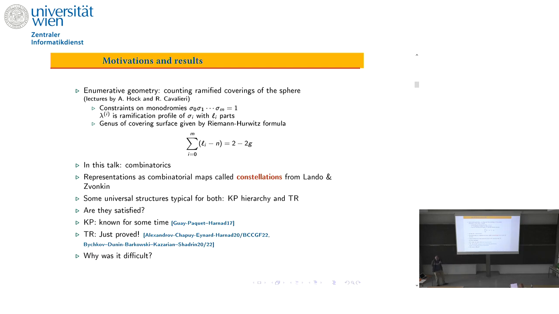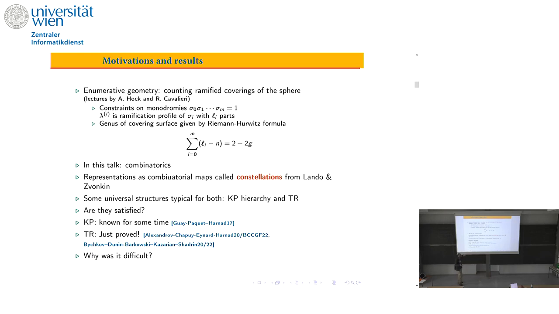So in this talk, I will not adopt that point of view at all, because it's definitely not what I'm comfortable with. So I will use combinatorics instead, and I will represent those objects as special combinatorial maps that we call constellations, which were introduced by Lando and Zvonkin in the early 2000s, I think. What I'm interested in are some kind of universal structures that we find typically both in enumerative geometry and in combinatorial maps, which are the KP hierarchy and the topological recursion.